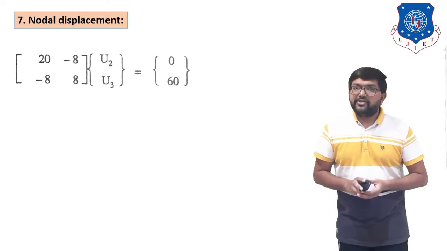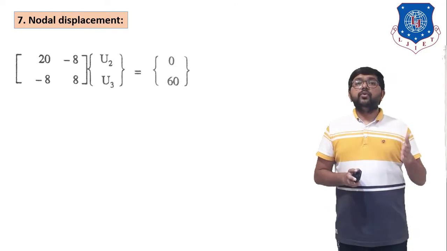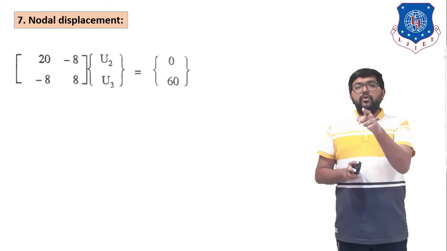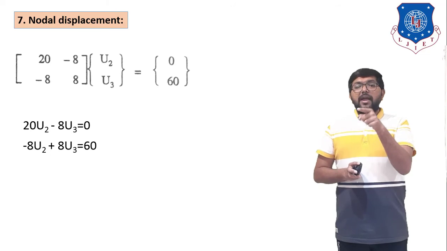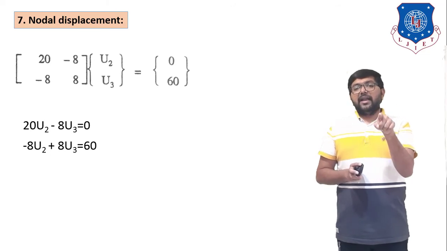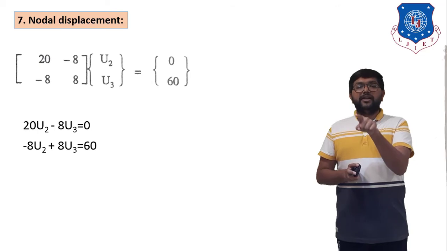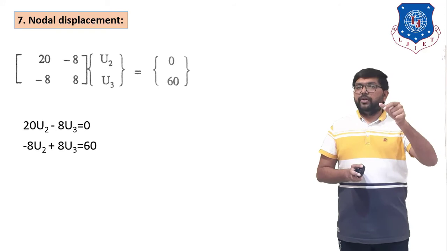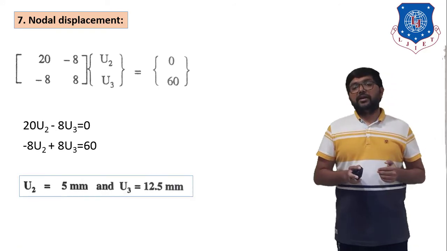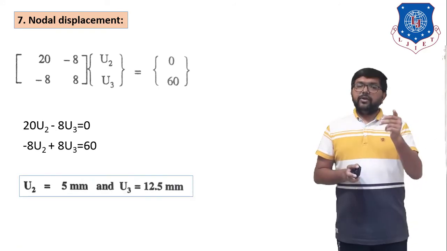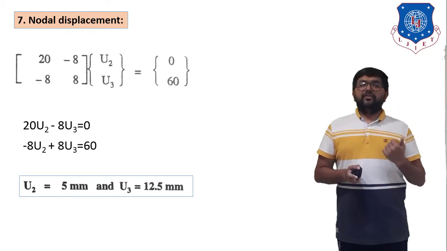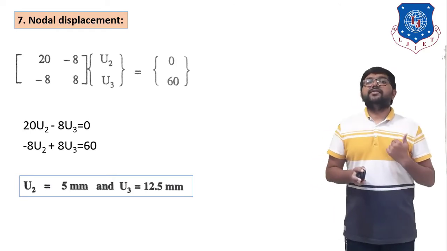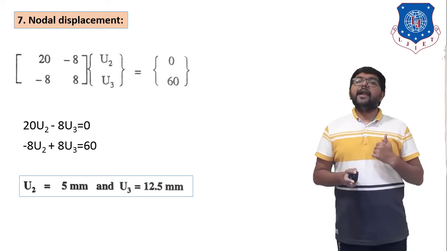Now using the Gauss elimination approach, we have to find out the values of u2 and u3. So multiply the first row with the column: 20 u2 minus 8 u3 is equal to 0. And the second equation we generate like this: minus 8 u2 plus 8 u3 is equal to 60. Now using Gauss elimination, you can solve these two equations and find the values of u2 and u3. If you solve them, you will get the answer of u2 as 5 mm and u3 as 12.5 mm. So that is the deflection at node 2 and the deflection at node 3.